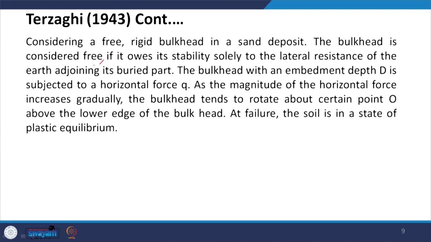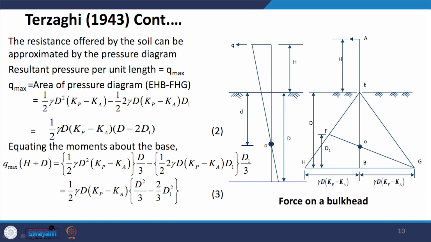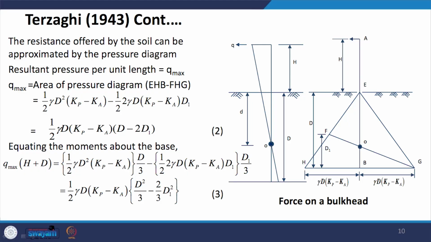As the magnitude of the horizontal force increases gradually, the bulkhead tends to rotate about a certain point O above the lower edge of the bulkhead, and at failure the soil is in a state of plastic equilibrium. What I have said can be explained from this figure. Here you have a bulkhead. As we already discussed, capital D in all the well foundations we are using is the depth of the well foundation. It is not the diameter of the well foundation. This is one point we need to understand.